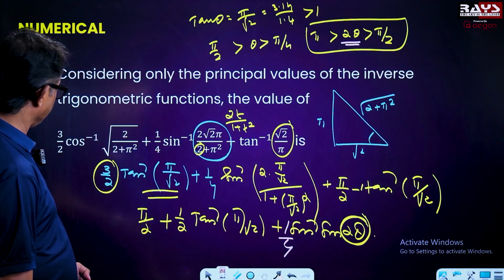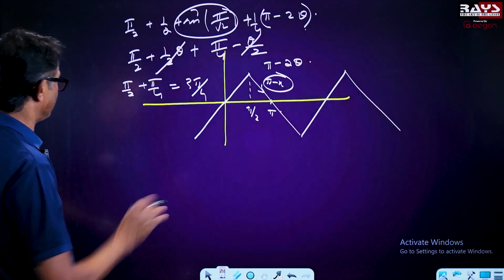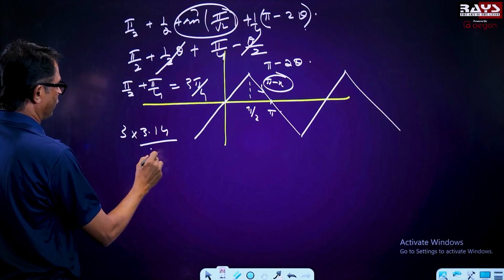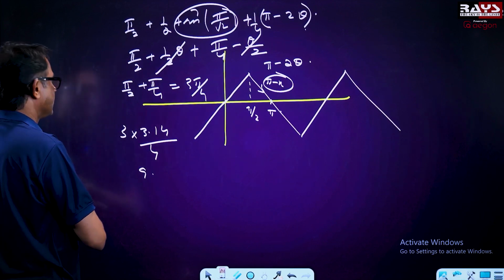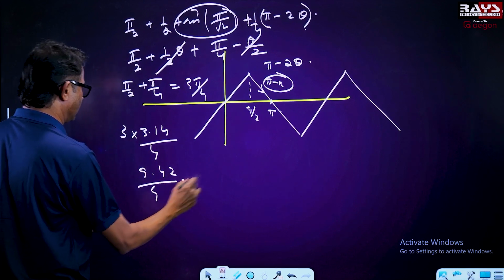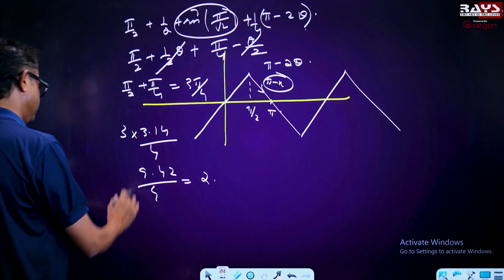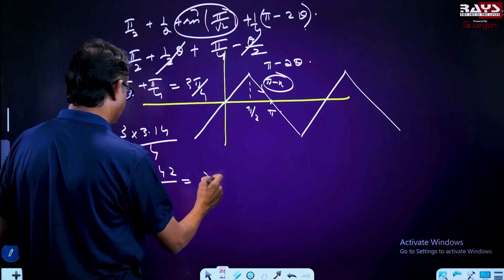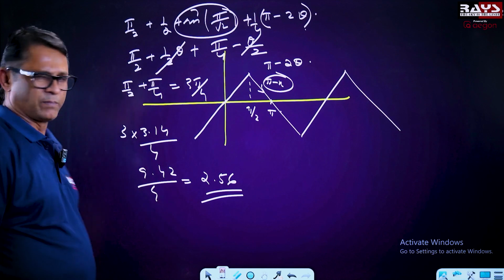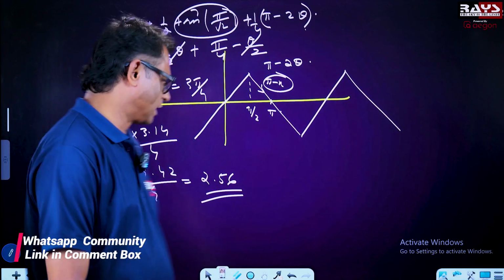It is actually a numerical question, so we have to put the value. I mean 3 into 3.14 divided by 4, that is 9.42 divided by 4, which is approximately 2.56.